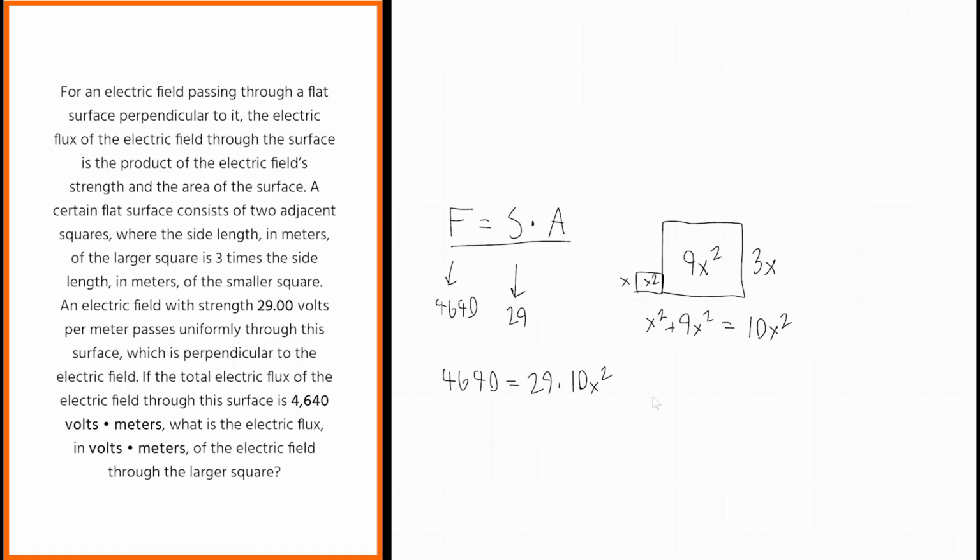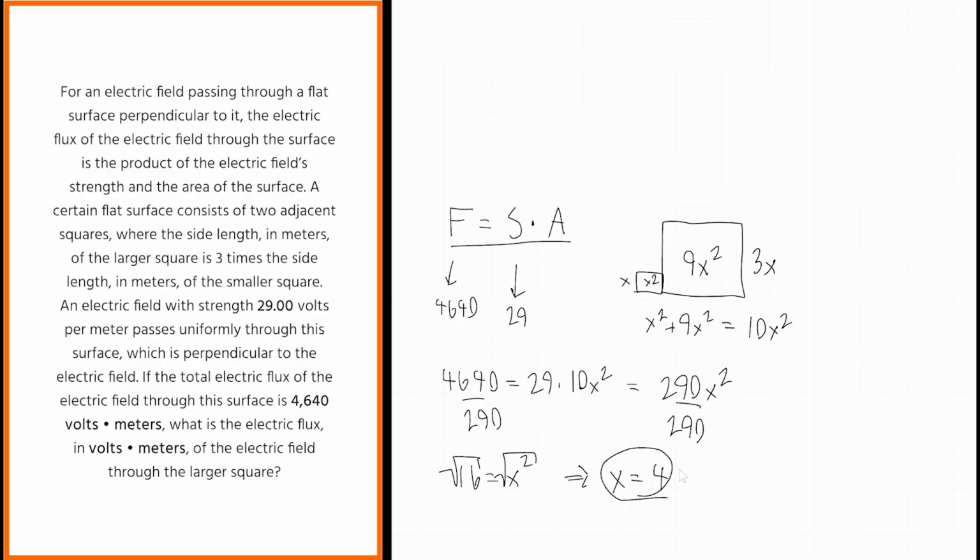We'll multiply this 29 times this 10 out. We'll get 290x squared. So we have 4,640 equals 290x squared. If we divide both sides by 290, we'll get 16 equals x squared. And if we take the square root of both sides, we get x equals 4. So we figured out that x equals 4.